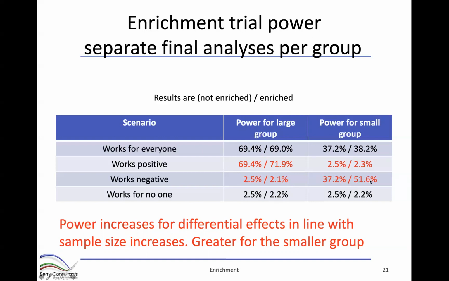We did get a larger increase in the small group. So the power here is going from 37 up to 51, and that's reflecting our sample size increase from an average of 30 to an average of 46. So this is where the primary benefit is when it works in a small group: you stop the larger group, get a big sample size in the small group, and get a power increase by doing that.